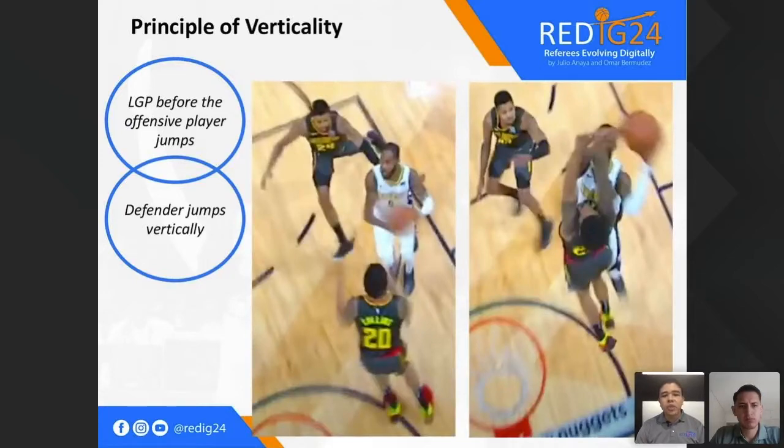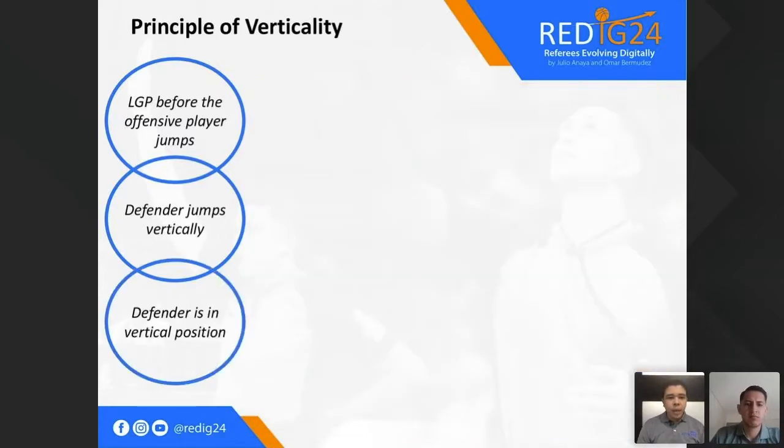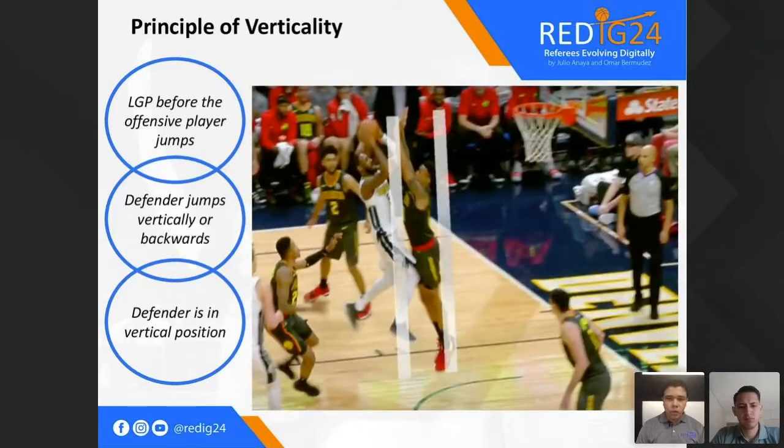So when we are talking about jumping vertical, he's jumping upward. He's not moving to the front or to the left or to the right. He can also move backwards, but never in the direction of the offensive player. And the third point is that after this defender jumps vertical, he needs to maintain his vertical position. So he is in a legal guarding position, he jumps upward, and then he maintains his verticality in the air.